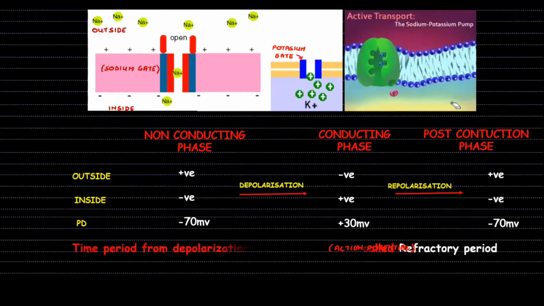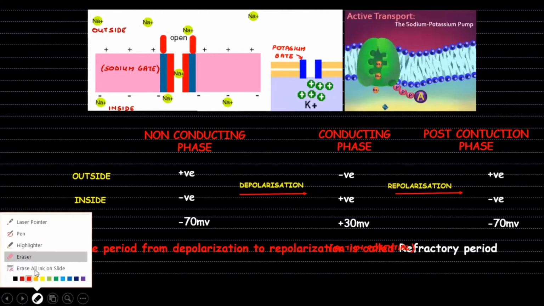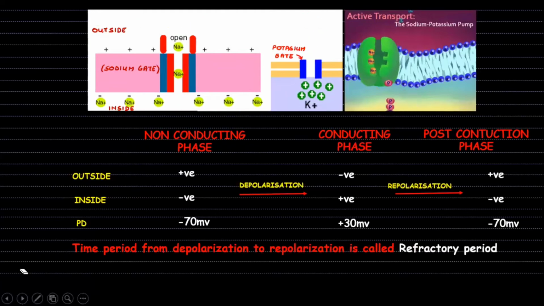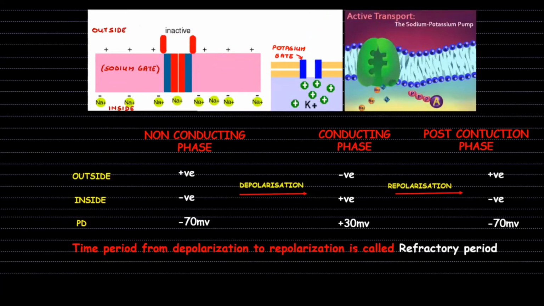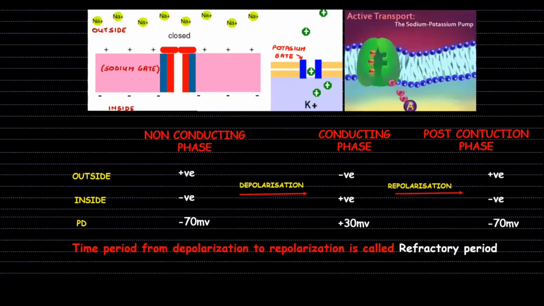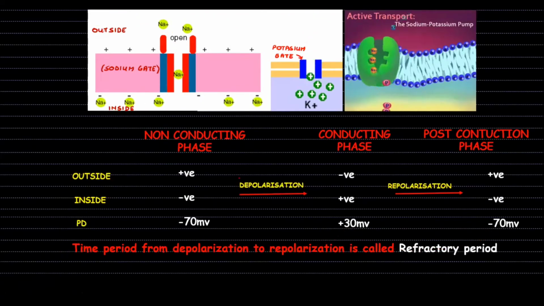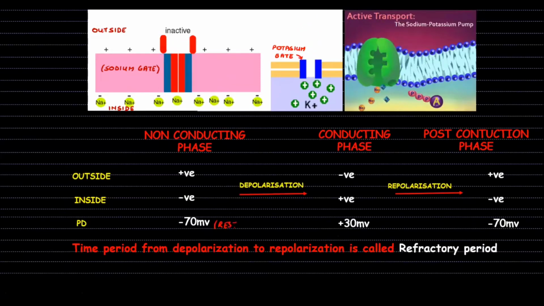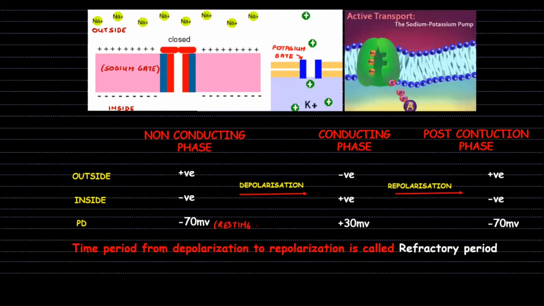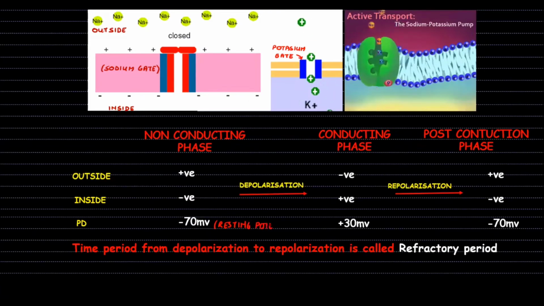This entire time period we call the refractory period. What time period? The time period of depolarization to repolarization is called the refractory period. It means from this step to this step and from here to here. This entire phase will be called the refractory period. This was the resting potential. During the refractory period, the neuron shows zero conductivity. That is, it does not conduct any impulse.